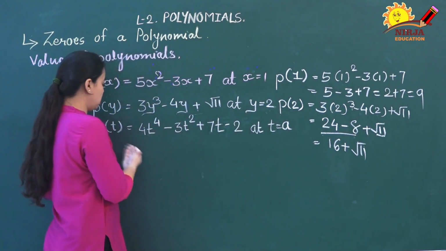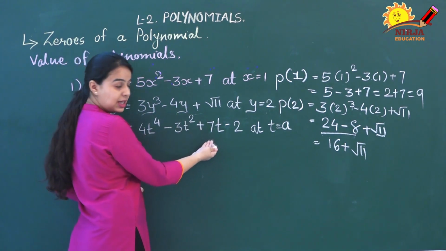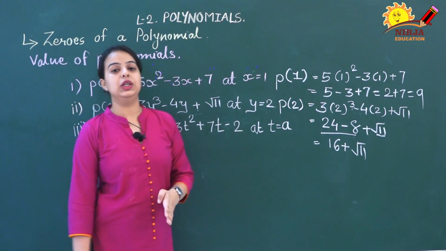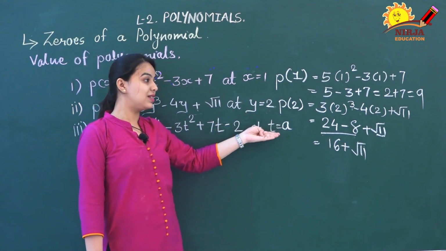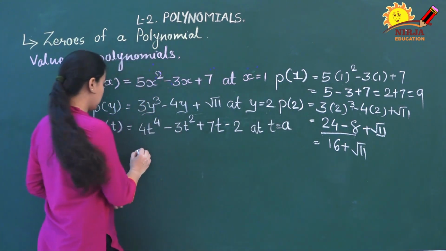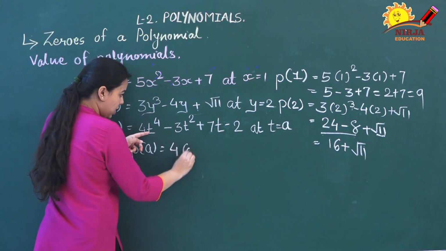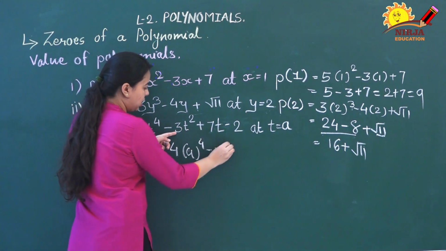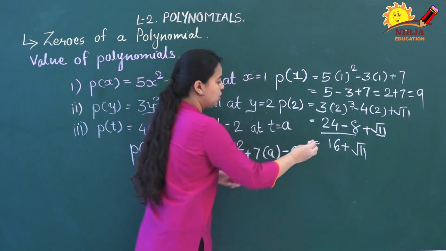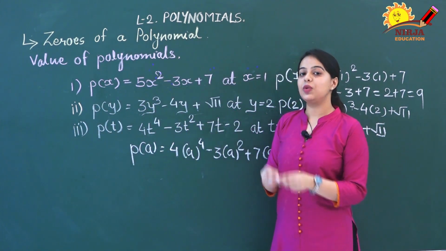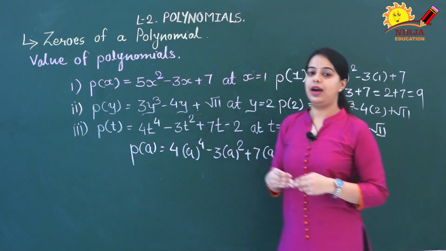Now let's see the last one. P of t is equal to 4t raised to 4 minus 3t square plus 7t minus 2. We need to find the value of this polynomial at t is equal to a. That means we are going to replace t with a. Let's do it. P of a is equal to 4a raised to 4 minus 3a square plus 7 into a minus 2. So my dear students, this way you can find the value of polynomials if the values of variables are given.